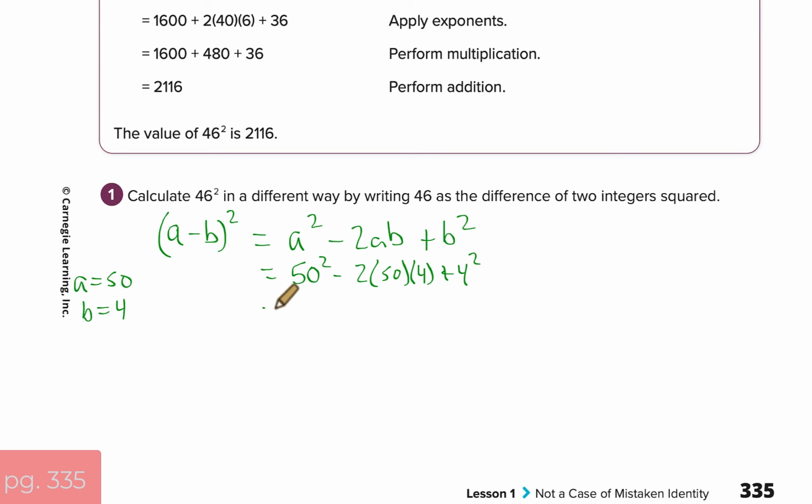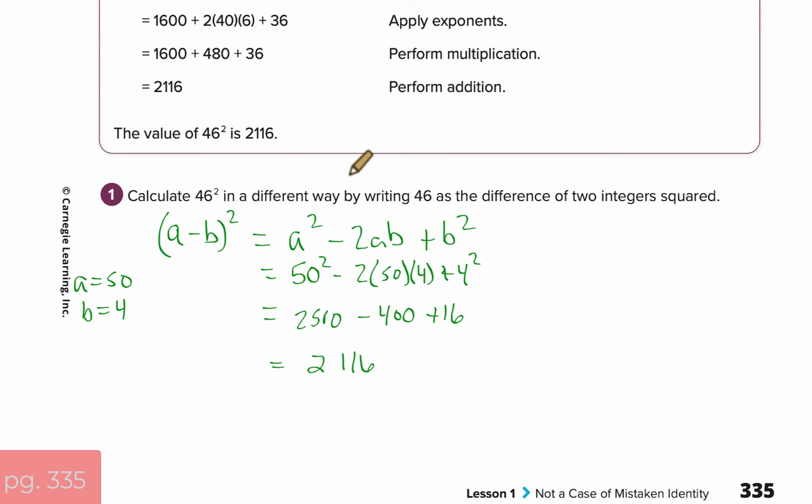Now it's just a matter of working stuff out. 50 squared is 2,500. Then I'm going to multiply 2 times 50 times 4, which gives me 400. And then 4 squared is 16. So now we have 2,500 minus 400 plus 16, and that all equals 2,116. That is exactly what we got using the other identity. That's not so hard.